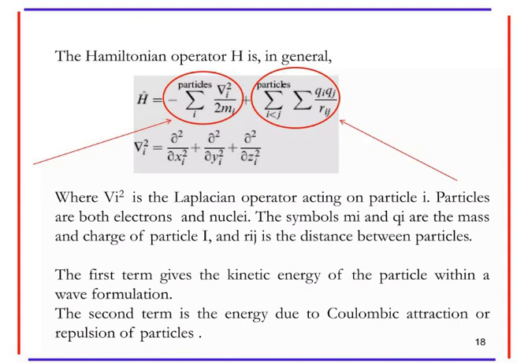The Hamiltonian operator H in general is written for particles i and j, with all parameters as in quantum mechanics. Here, the Laplacian squared is the operator acting on particle i. Particles are both electrons and nuclei. The symbols Mi and Qi are the mass and charge of particle i, and Rij is the distance between the particles. The first term gives the kinetic energy of particles within a wave formulation, and the second term is the energy due to Coulombic attraction or repulsion of particles.